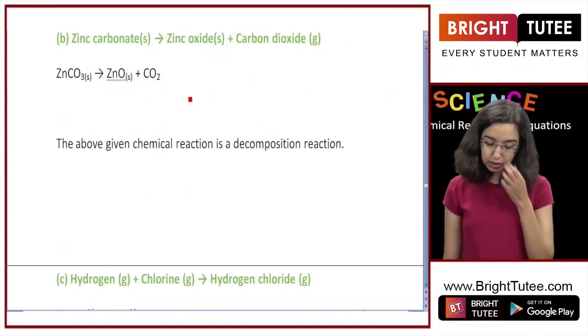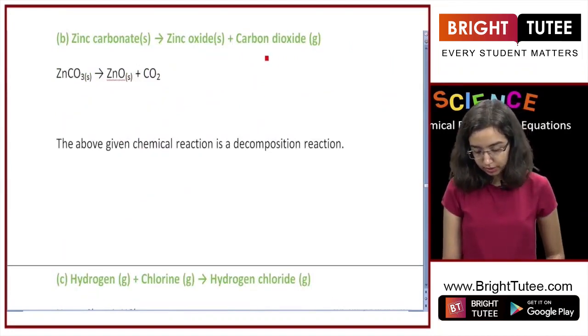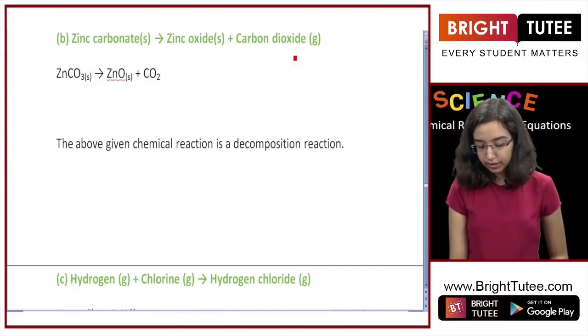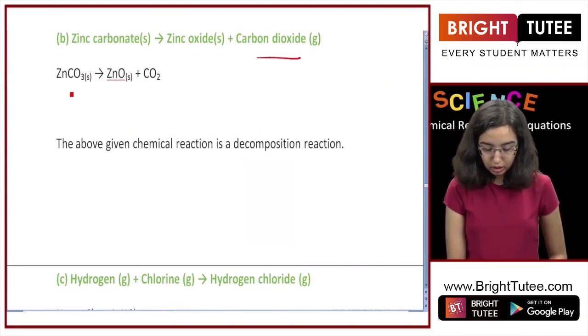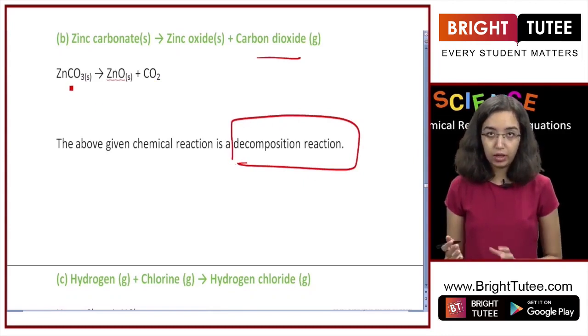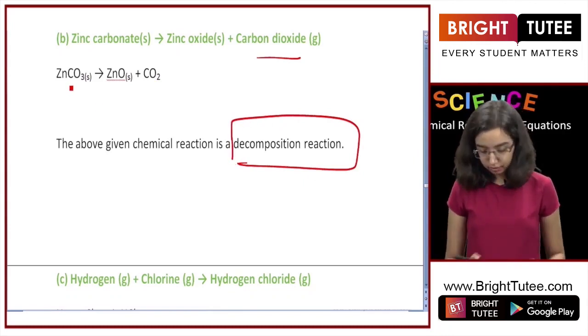The next reaction is of zinc carbonate and zinc oxide. Zinc carbonate breaking up to give zinc oxide and carbon dioxide. Zinc carbonate breaks to give ZnO plus CO2. This equation is balanced on its own, so we don't need to make any changes, and the reaction is a decomposition reaction because one compound is breaking down to give 2 or more substances.